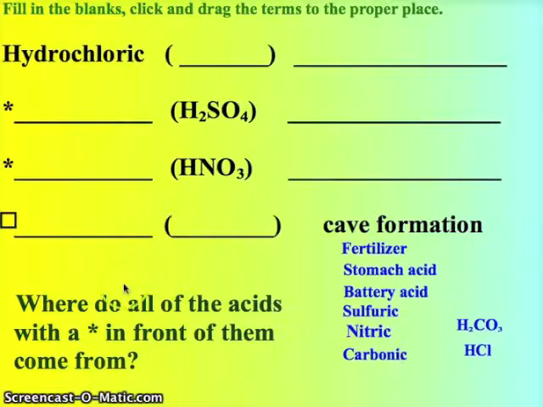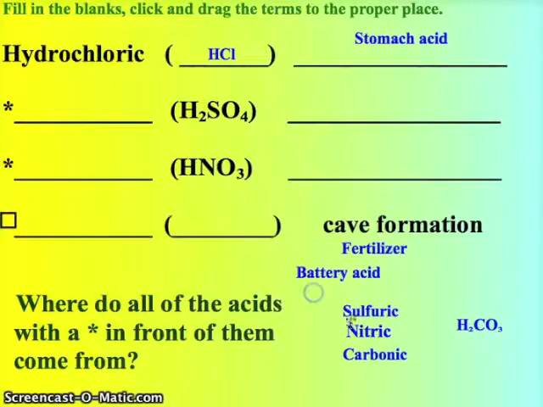Hydrochloric acid. Do you guys remember what acid it is? If you guessed hydrochloric acid, you are absolutely right. And where do you find that? You find it in the stomach. Okay, so H2SO4 is actually sulfuric acid, and sulfuric acid can be found in batteries.